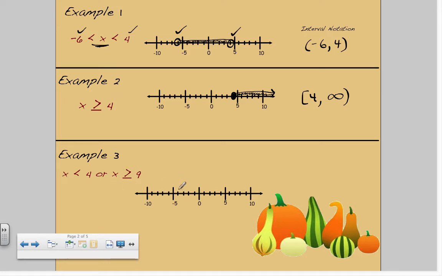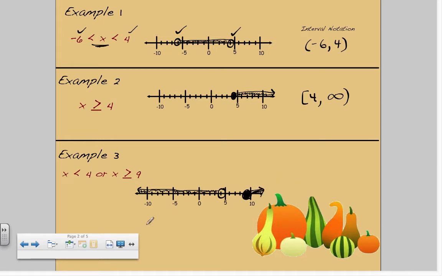How about example 3? Okay, x is less than 4. Go to 4. And I can shade less than it. It's an or statement. So my graph is going to be going this way or that way. What's the other way it goes? X is greater than or equal to 9. So that gets shaded in and shaded that way.